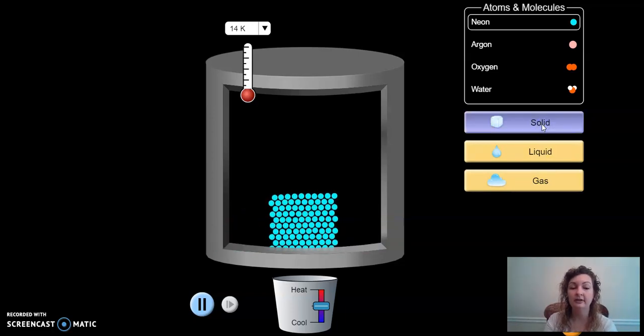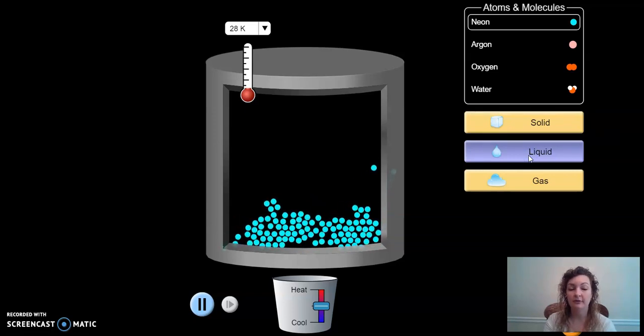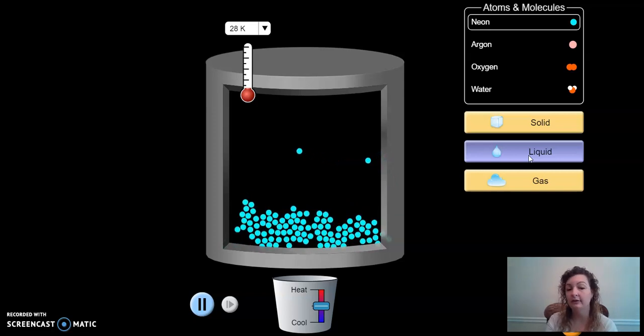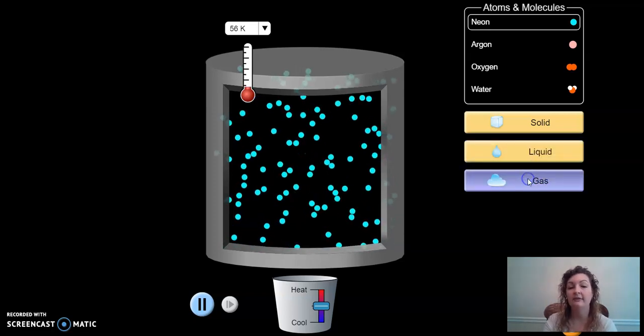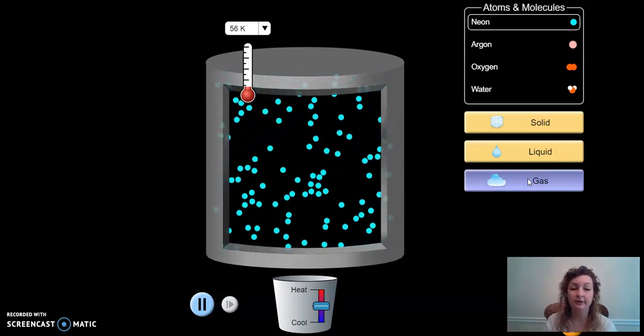So solid, they're together, they're vibrating in place, low energy. Liquid, they are filling the shape of their container, they're moving a little bit faster, a little bit more energy, they're kind of sliding past one another. And then we have gas. So a lot of energy going on here. They're moving independent of each other.